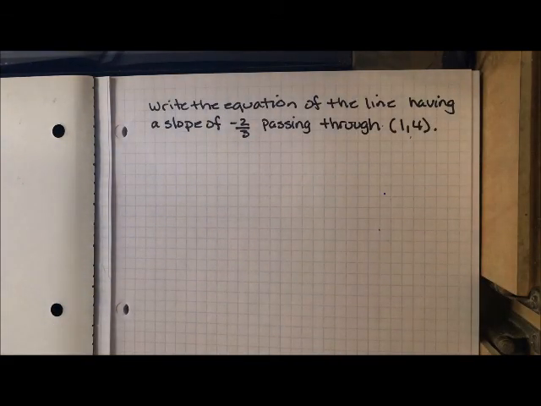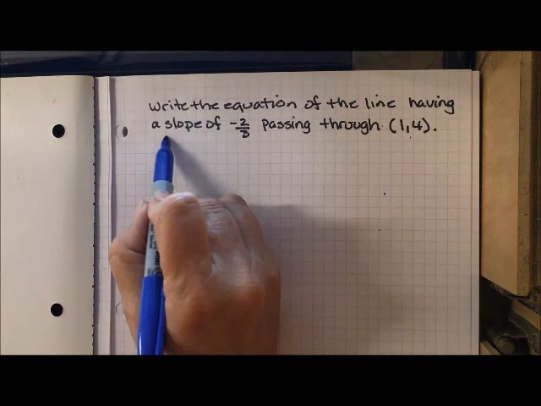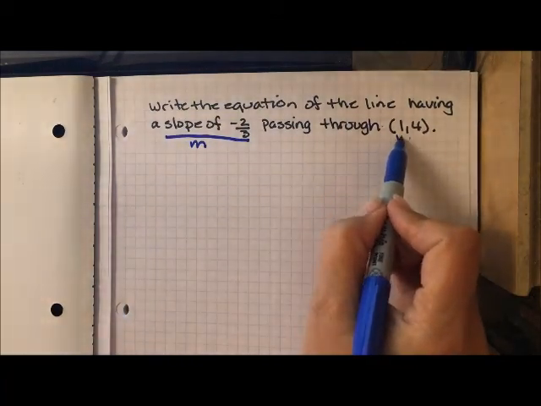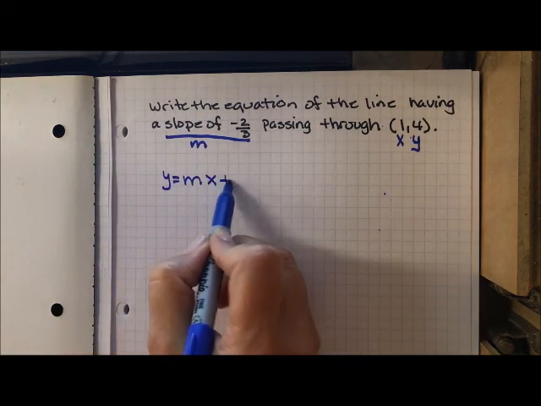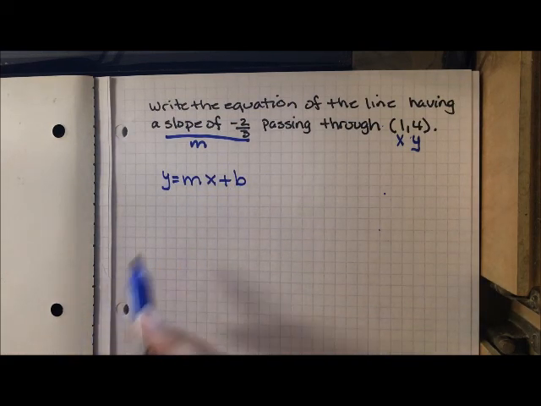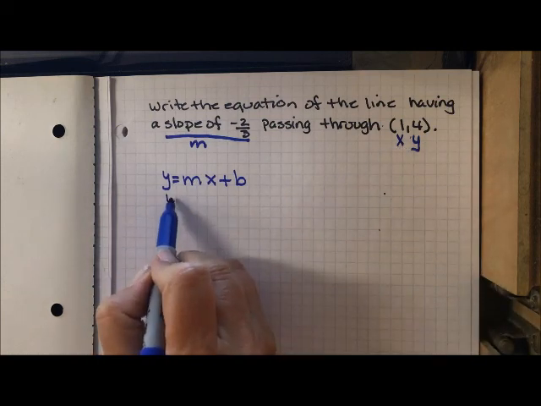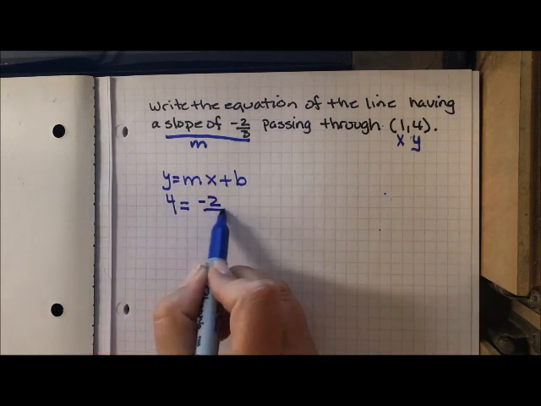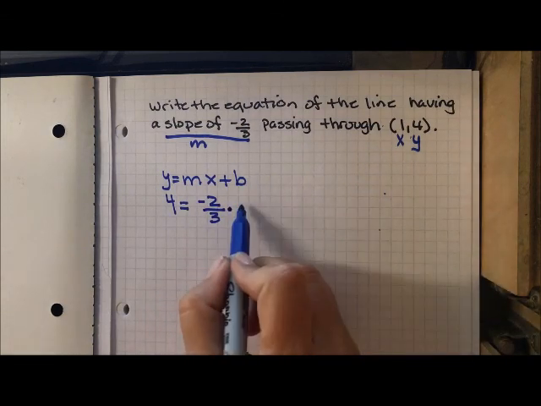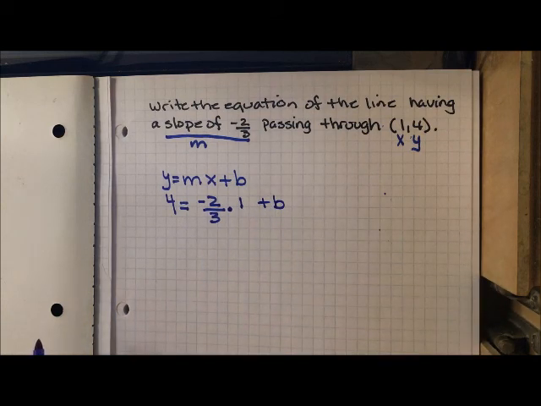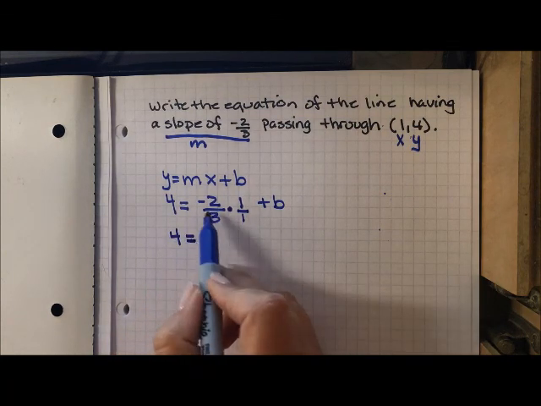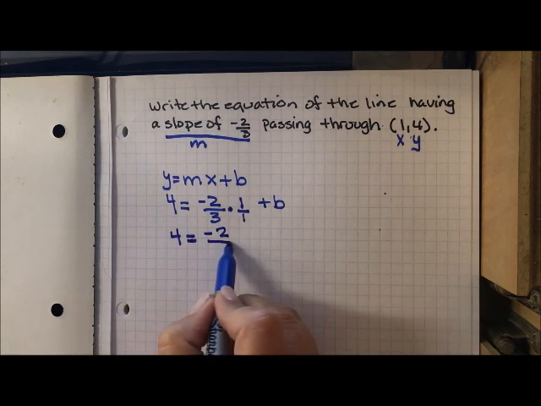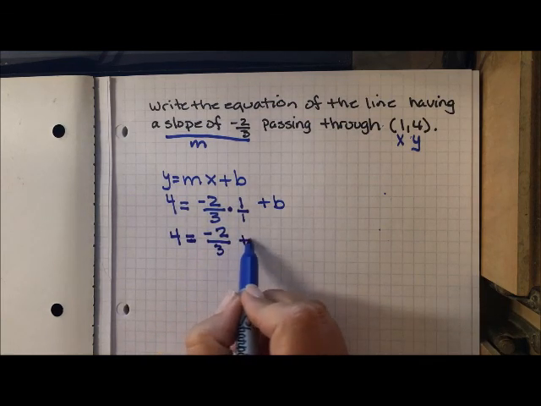Write the equation of the line having a slope of -2/3 and passing through the point (1, 4). So let's see, here we have our m, and here we have our x and our y. Once again, we'll start with y = mx + b, which is pretty much where we start for every problem. We know that my y is 4. My m is -2/3 times my x, which is 1, plus b. I'm going to put a 1 under that, and we'll multiply that fraction out. We get 4 equals -2 times 1 is -2, 3 times 1 gives me 3, plus b.